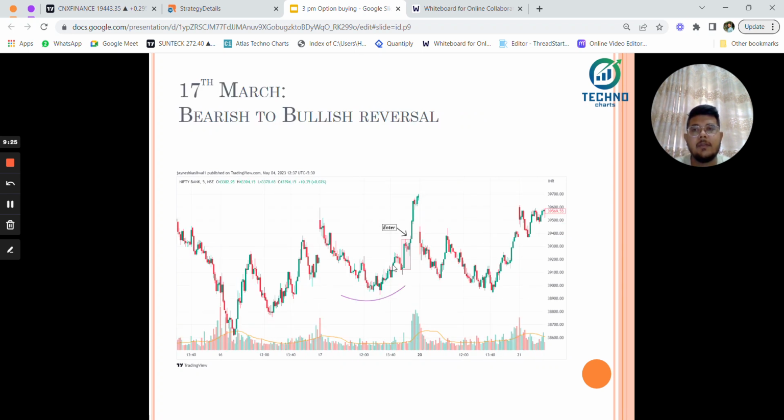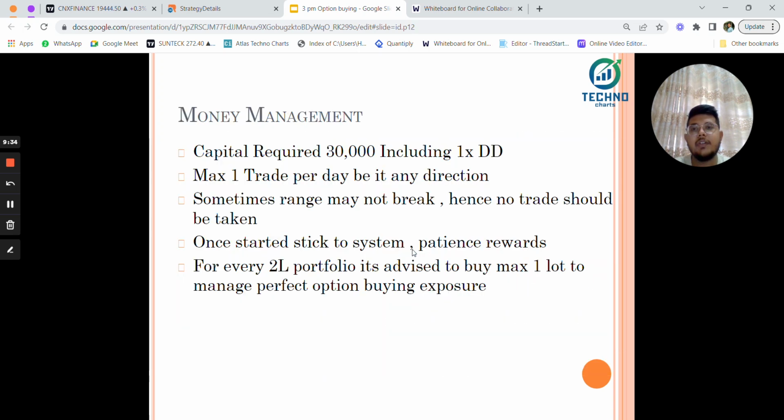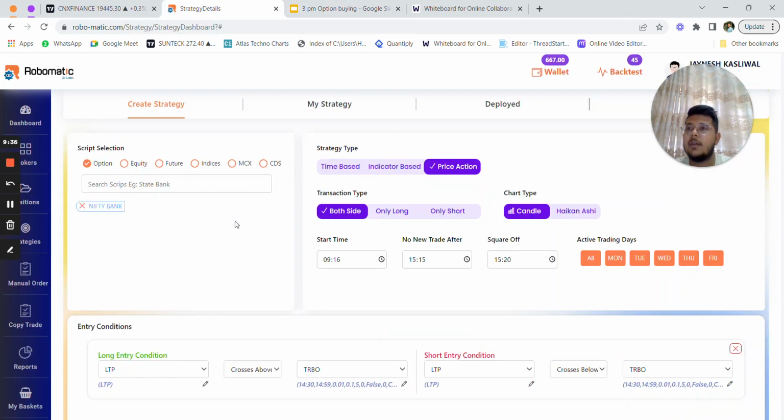So here are some of the examples of 2023, 17th of March, bearish to bullish reversal here, right? So this is the basic system that we are trying to use to capture the trend, following the trending market here. Now a strategy link is there in the description below.